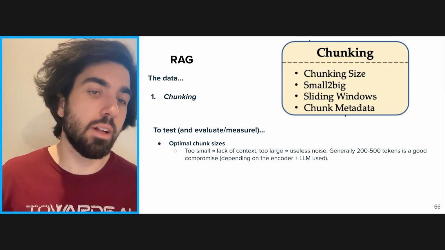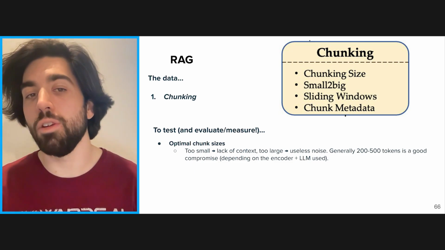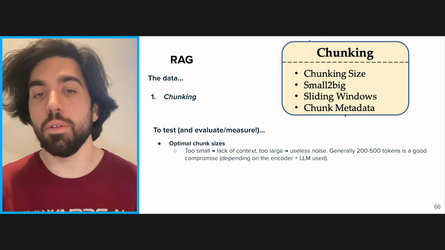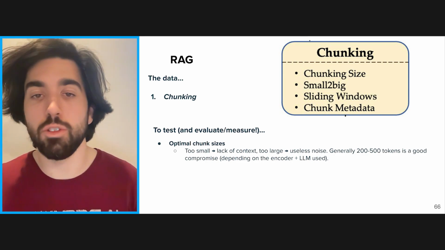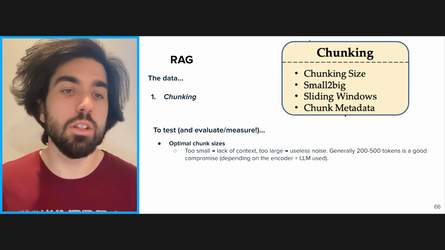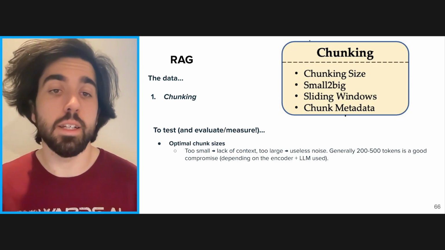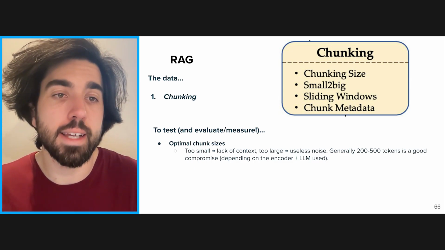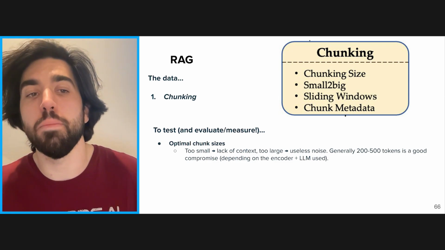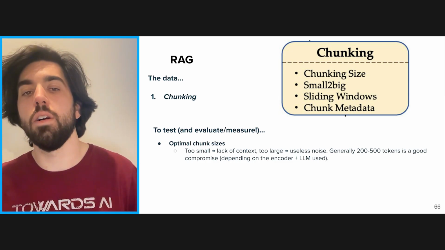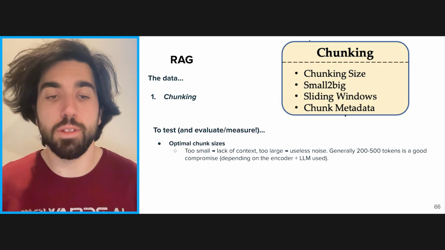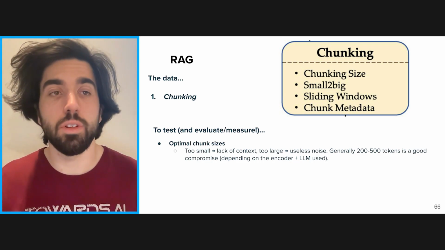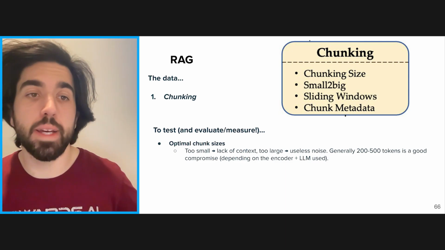Basically, if it's too small, you will lack context. If it's too large, you will add useless noise. You generally want to keep your chunks between 200 to 500 tokens. It's a good compromise, depending on the encoder and LLM you are using. And the most important part is that you test, evaluate and measure for all the different scenarios that you may have. So there's no one ground truth solution. It really depends on your data.